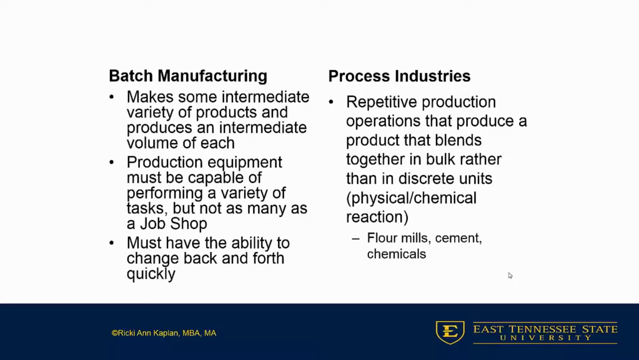Process industries are considered repetitive production operations, but they're doing a blend. Instead of individual items, they're taking a look at bulk items, something that is done in tons. Flour mills, cement mills, chemical companies, Eastman Chemical is a process industry, so they're not making individual units, but they're making this bulk amount of units.